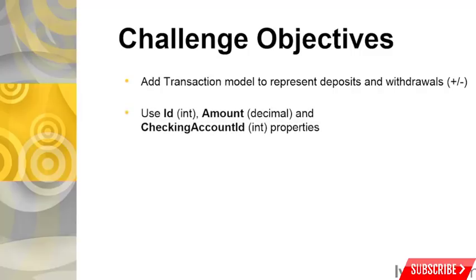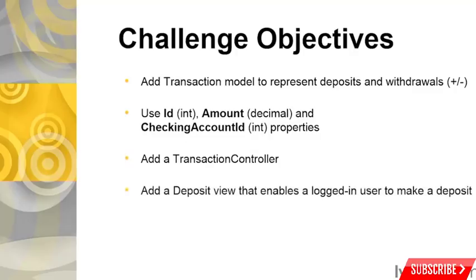This means that our transaction model only requires the following three properties: an ID, which is just a primary key, an amount, which is the decimal amount of the transaction, and a CheckingAccountId, which is the primary key of the associated checking account. So go ahead and add a transaction model and a transaction controller to our ATM application. Once that's done, create a new view that will allow a logged-in user to make a deposit.